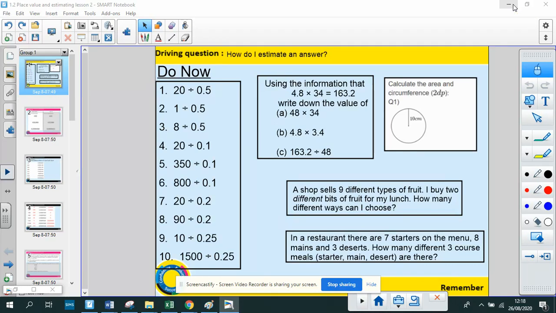Hi everyone, today we're going to look at Unit 1.2, the second lesson, How Do I Estimate an Answer? Before we start, I'd like you to answer the do now questions on the screen. While you're doing them, pause the video, and when you're done, press play, and we'll go through the answers together.